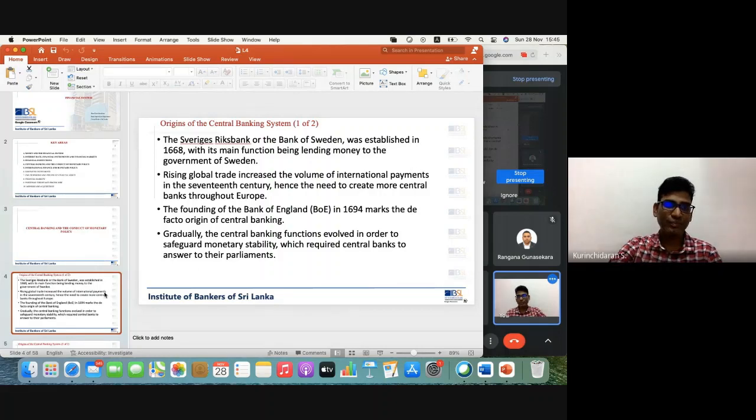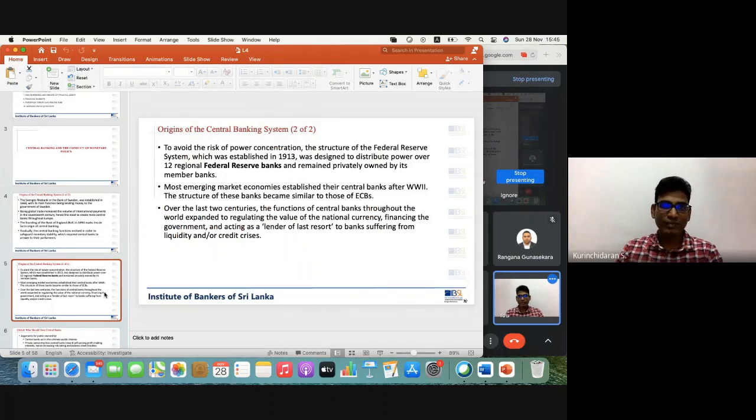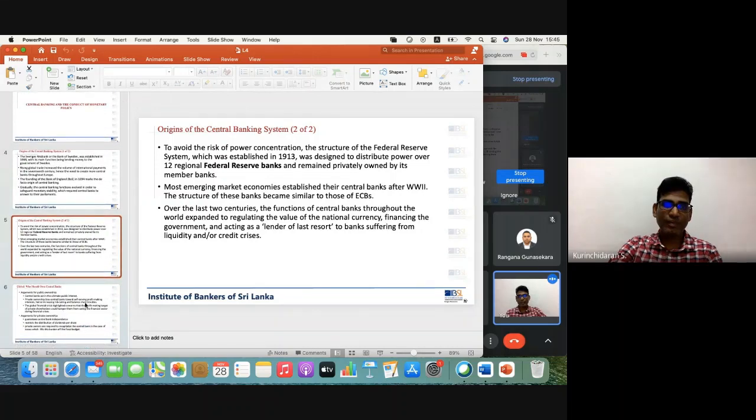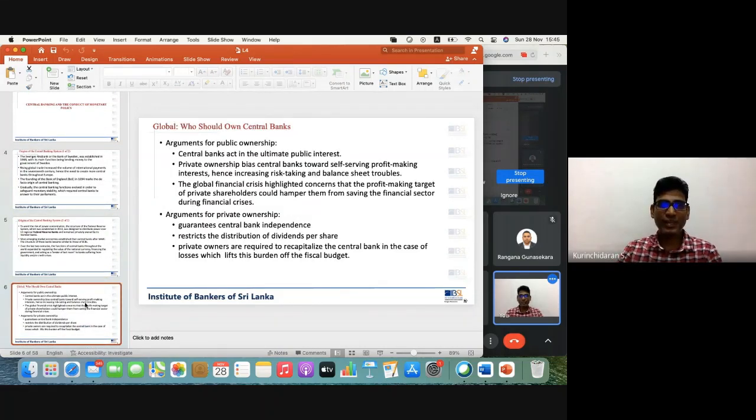Now, if you take central banking, I would take the Federal Reserve as an example. That's a complex banking system. So we can understand from that perspective what central banking is all about.